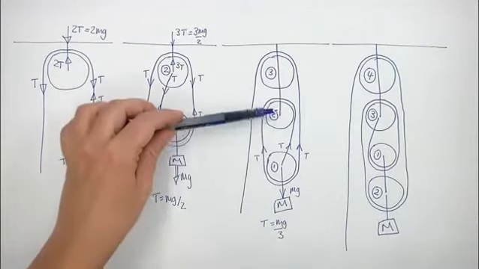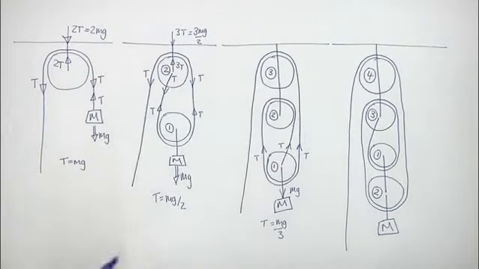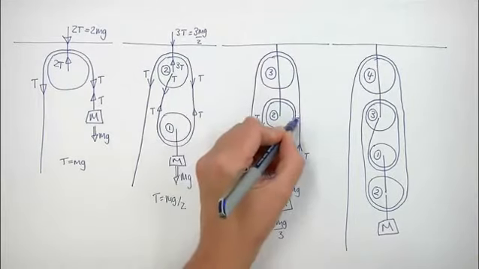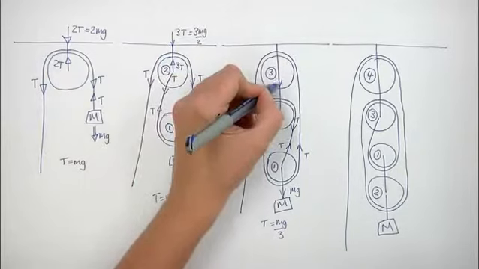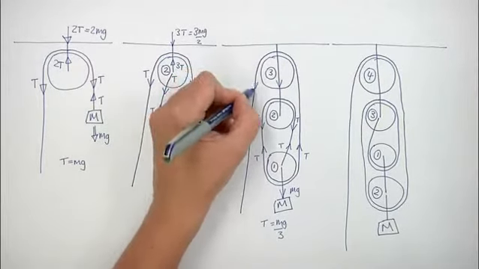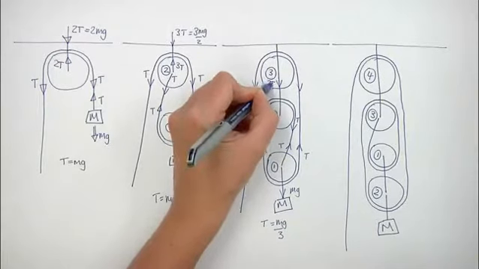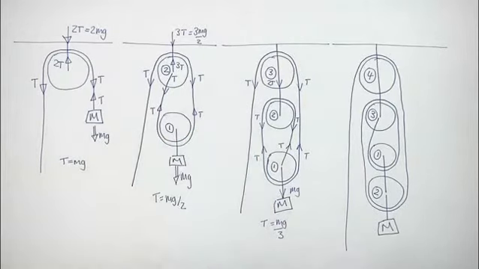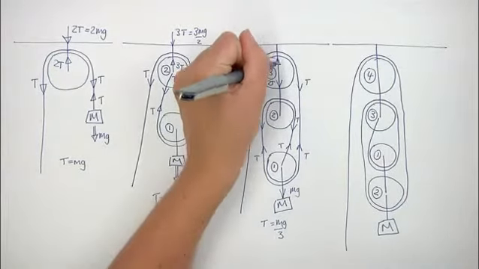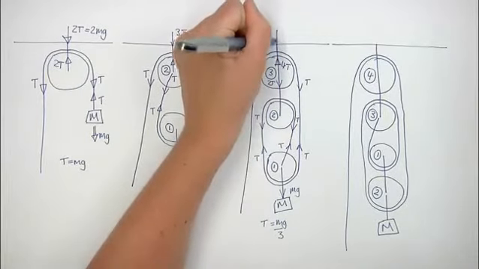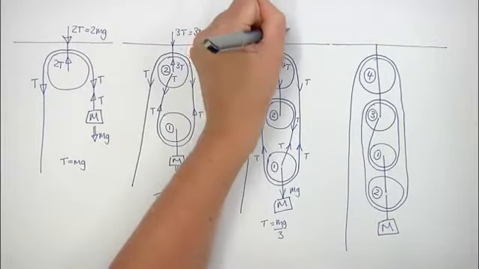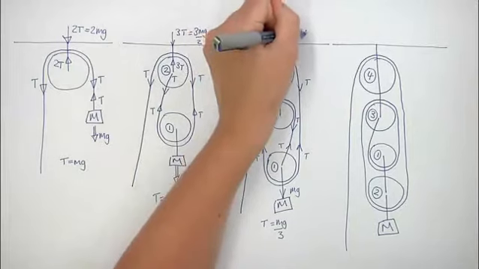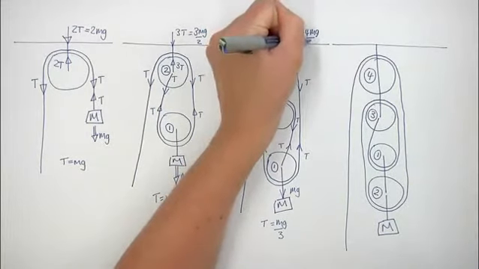Now, pulley number 2 is connected to pulley number 3 and is being pulled down by the rope twice. So pulley number 3 is being pulled down with a force of 1, 2, 3, 4 times T. So the upwards force on it must be 4T. So the downwards force on the ceiling is 4T, which is equal to 4mg divided by 3.